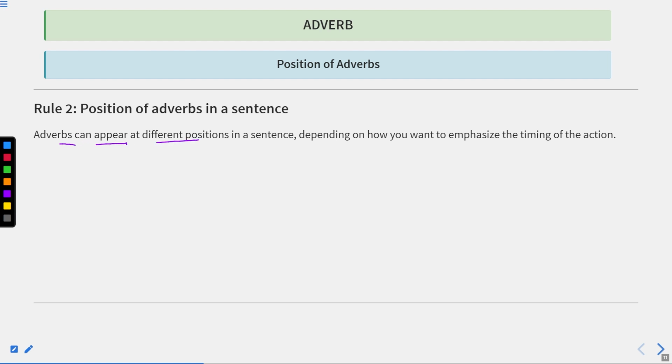Adverbs can appear at different positions in a sentence, depending on how you want to emphasize the timing of the action, or how you want to emphasize the manner of the action. It means various segments of adverbs.